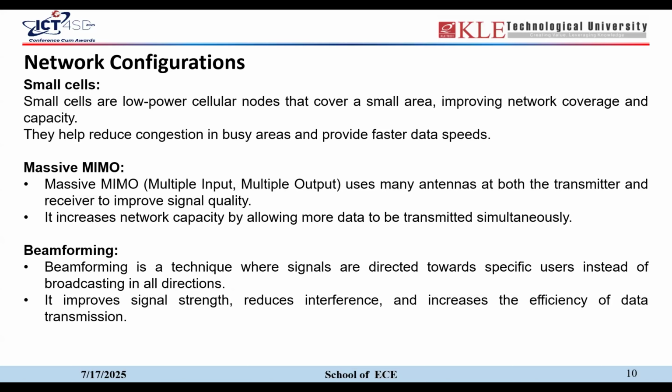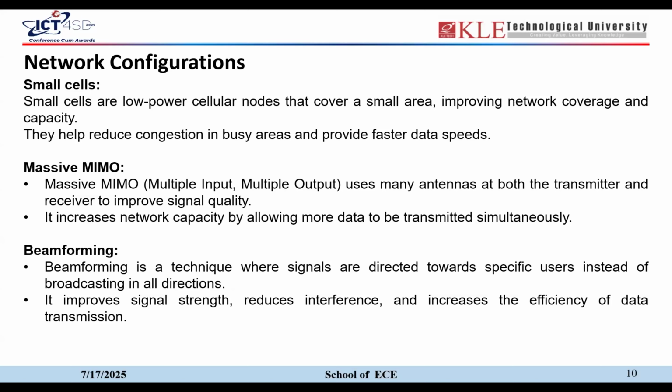Another one is massive MIMO. Massive MIMO means multiple inputs, multiple outputs. It uses multiple antennas at both the sender and receiver to improve signal quality. It increases network capacity by allowing more data to be transmitted simultaneously. It uses tens or even hundreds of antennas at both transmitter and receiver. By doing so, it allows the base station to serve multiple users at the same time, improving efficiency and reducing wait times.